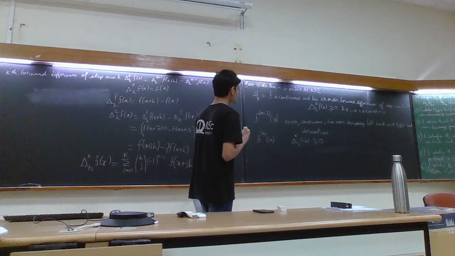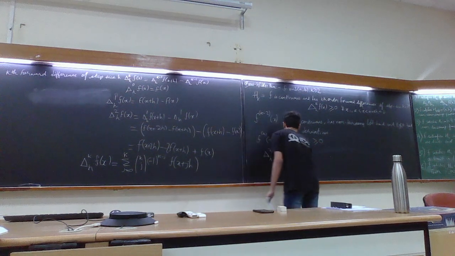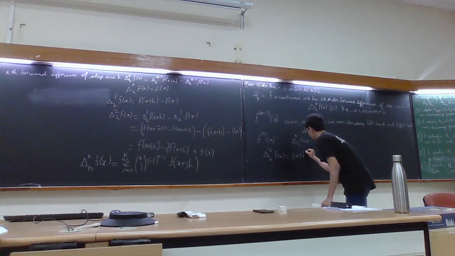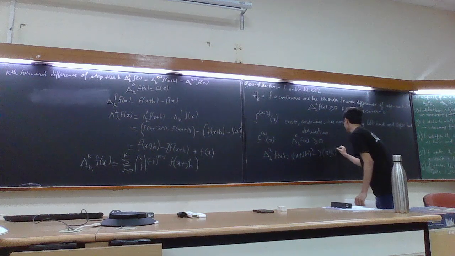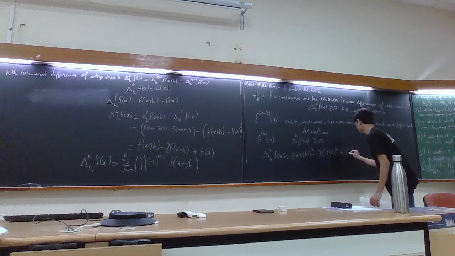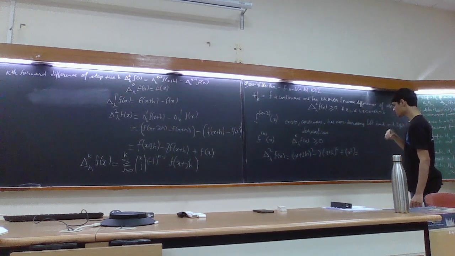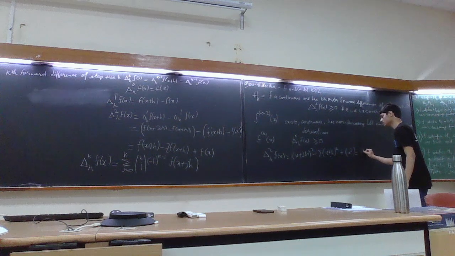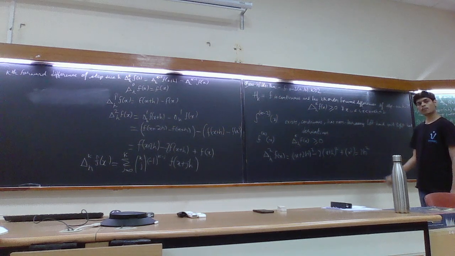Yeah, so the kth order forward difference, suppose you have step size h, and you take this to be f of x plus 2h, which is x plus 2h whole square, minus 2 times x plus h whole square, plus x square, right? So the x square cancels out and this will be 2h square. So this is satisfying the hypothesis.